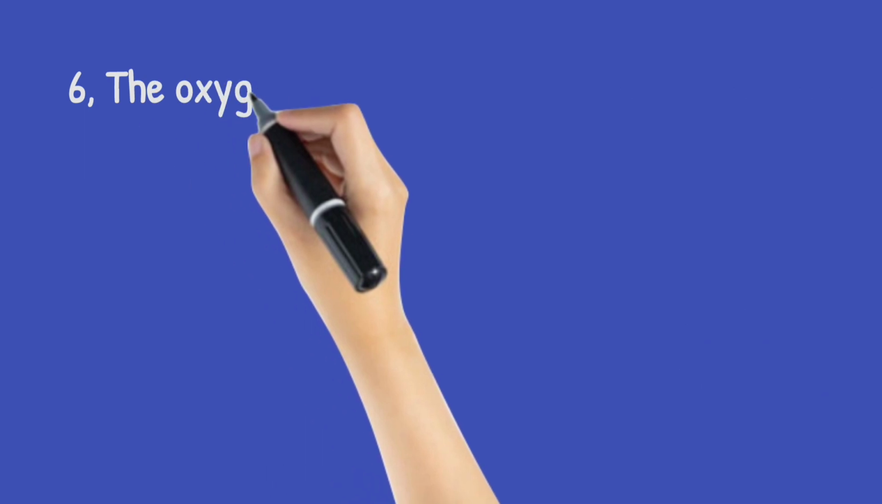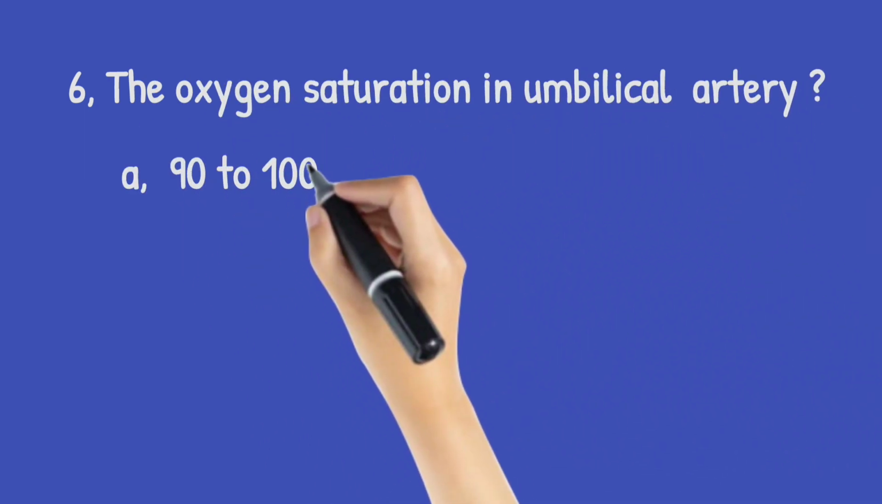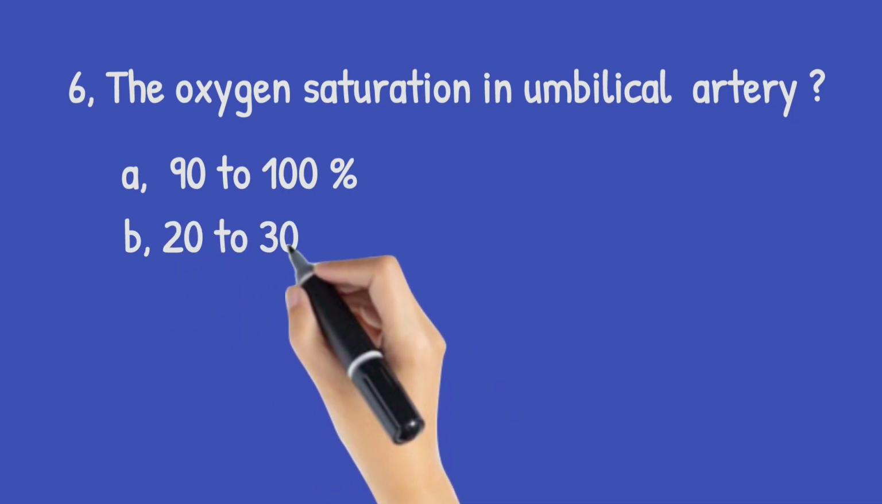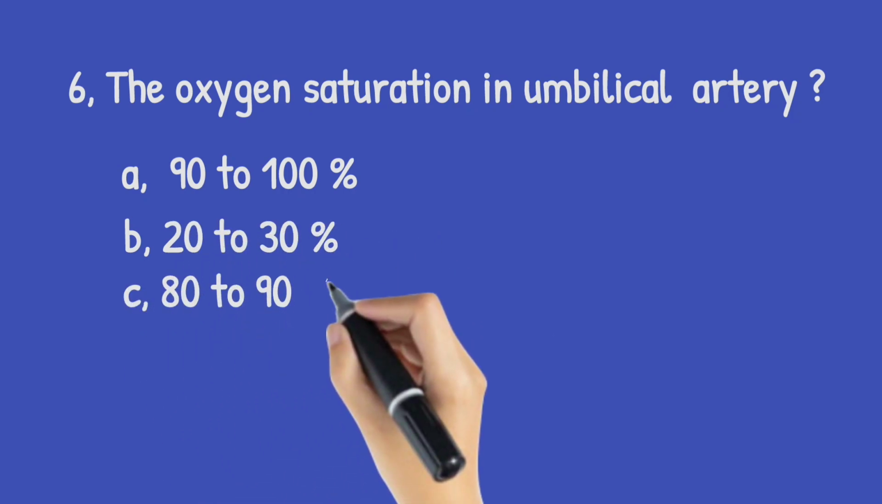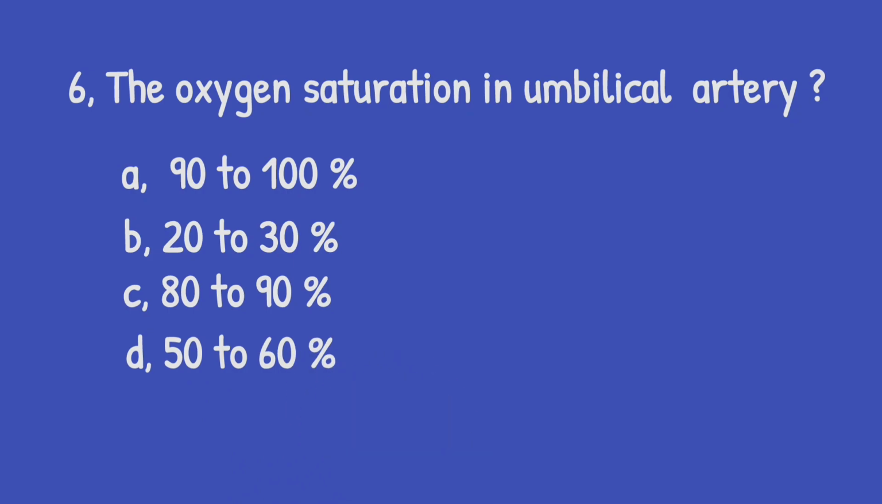The oxygen saturation in umbilical artery is: option A, 90 to 100%; option B, 20 to 30%; option C, 18 to 90%; and option D, 50 to 60%. The answer is option D, 50 to 60%. The oxygen saturation of umbilical artery is 50 to 60%. Oxygen saturation of umbilical vein is 70 to 80%.